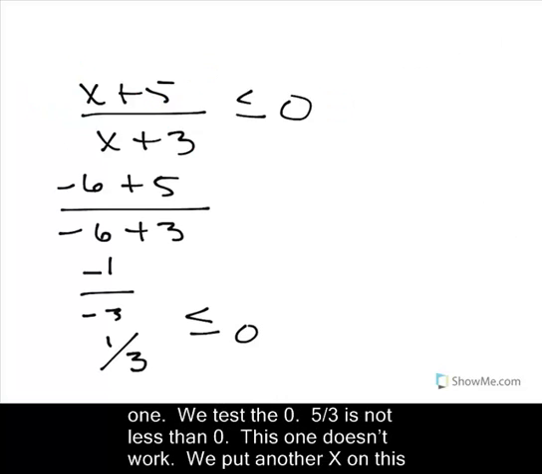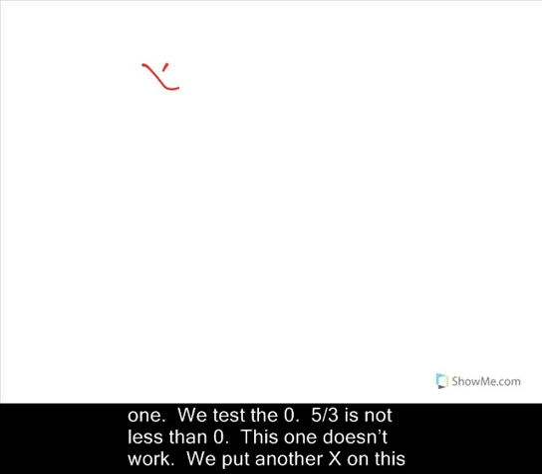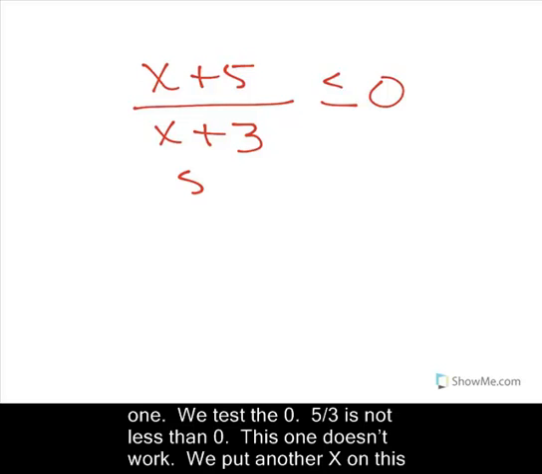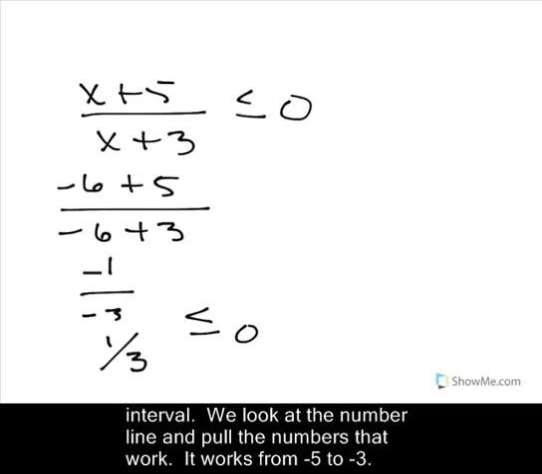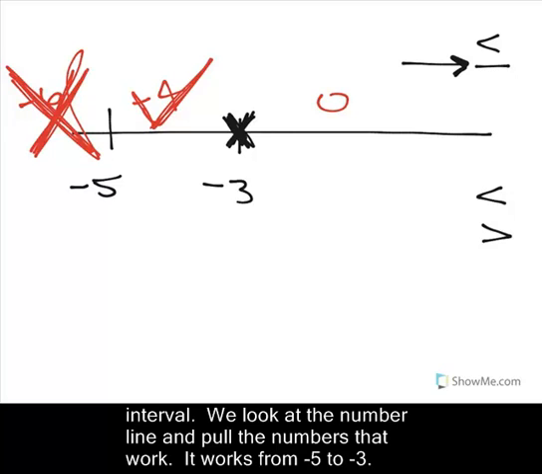Okay, now let's test that 0. x plus 5 over x plus 3 less than or equal to 0. We're going to put a 0 in there. 0 plus 5 is 5. 0 plus 3 is 3. 5/3 is not less than 0. So that one does not work either. So let's see. That one doesn't work, so we're going to put another big X on here.